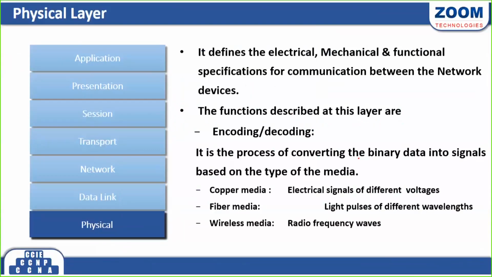Based upon the type of media, like copper media, fiber media, wireless media. For copper media, electrical signals of different voltages. Fiber media, light pulses of different wavelengths. Wireless media is radio frequency waves. So this is what exactly is happening in the physical layer. Okay.